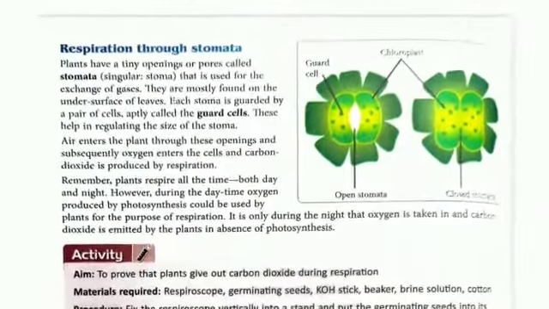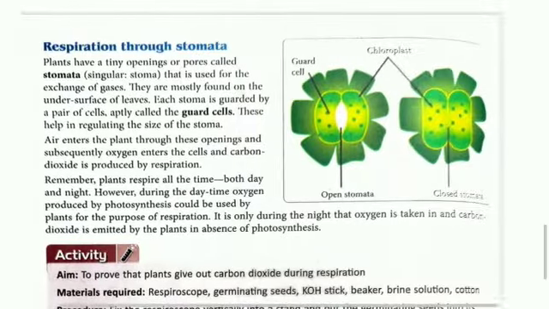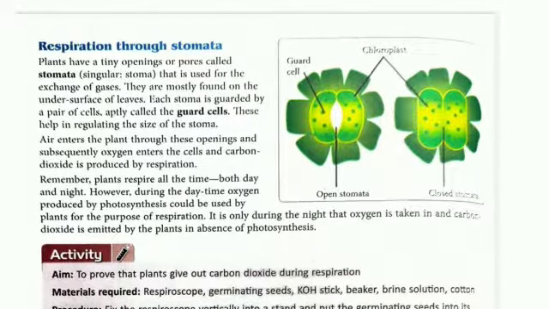Respiration through stomata. This is the next part. This is a stoma. Picture of stomata. Stomata close and open. Plants have tiny openings or pores called stomata. Singular, it is called stoma. They are used for the exchange of gases. They are found mainly on the lower part of the leaf, mostly on the under surface of the leaves. Under surface means the lower part of the leaf.